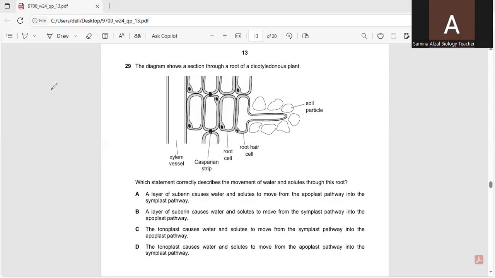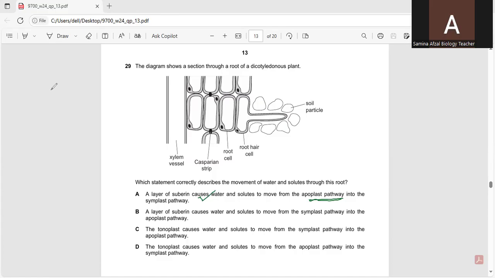The Casparian strip is a band of suberin, a waterproof waxy substance embedded in the cell walls of the endodermal cells. Its primary function is to block the apoplast pathway. If that pathway is blocked, then the apoplast pathway is changed into the symplast pathway. So this can be the correct answer.